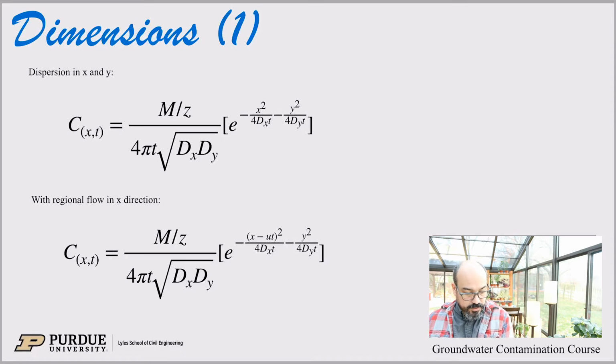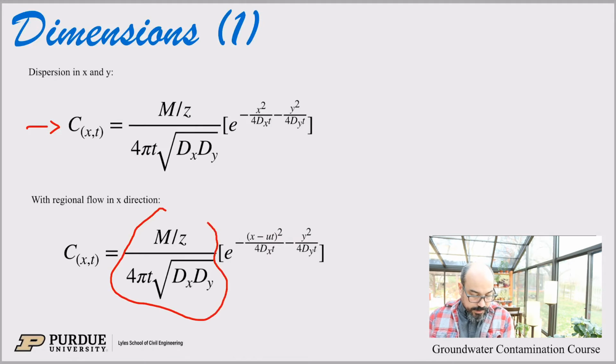And the reason, okay, so here's the equation in x and y. So this is just the diffusion equation or dispersion equation. You can see there's no velocity here, and here is the same equation with the advective flux added. So now we have a regional flux in the x direction.